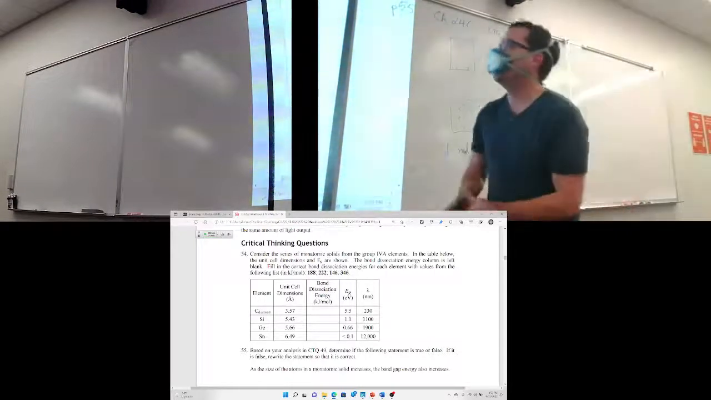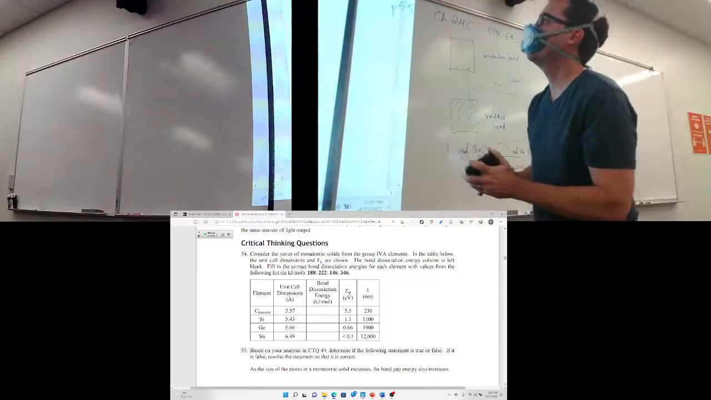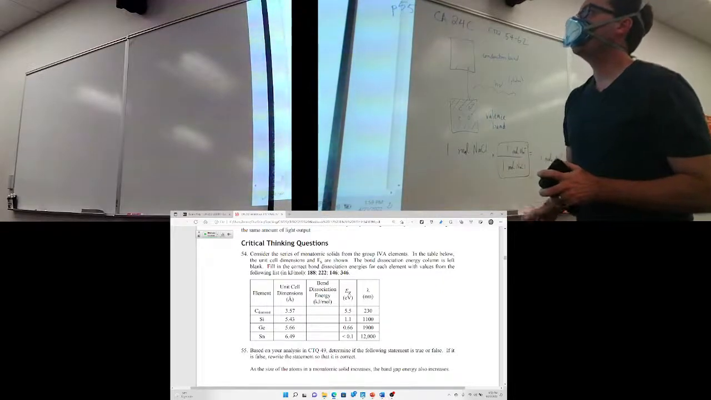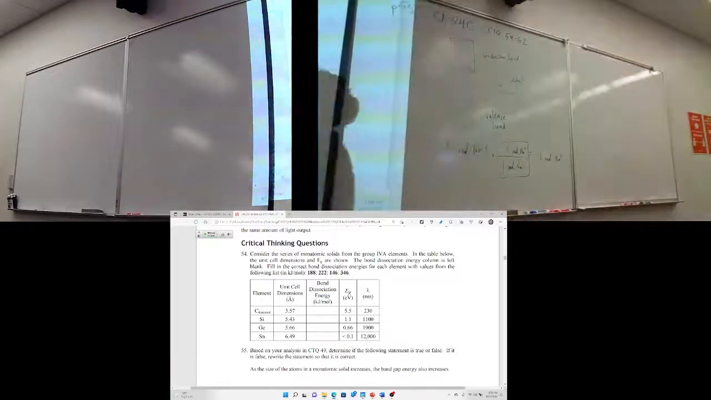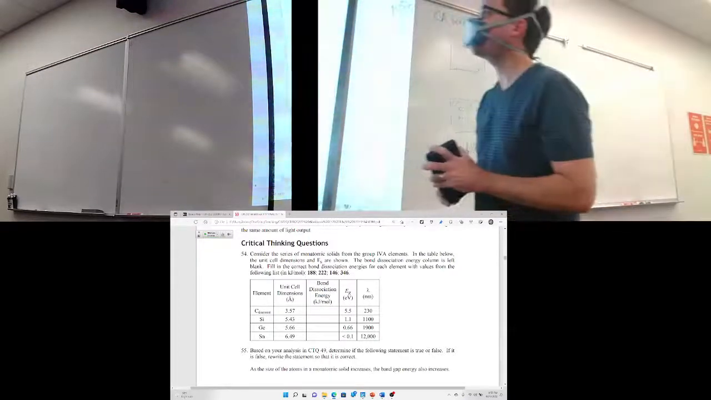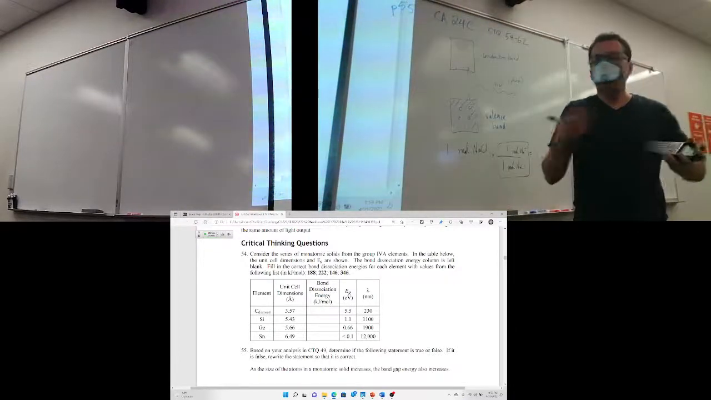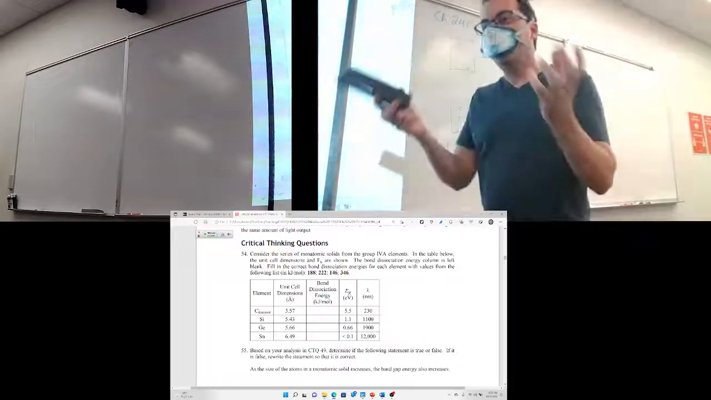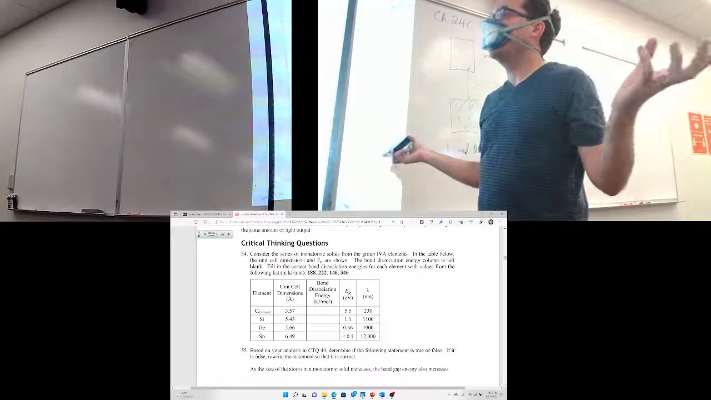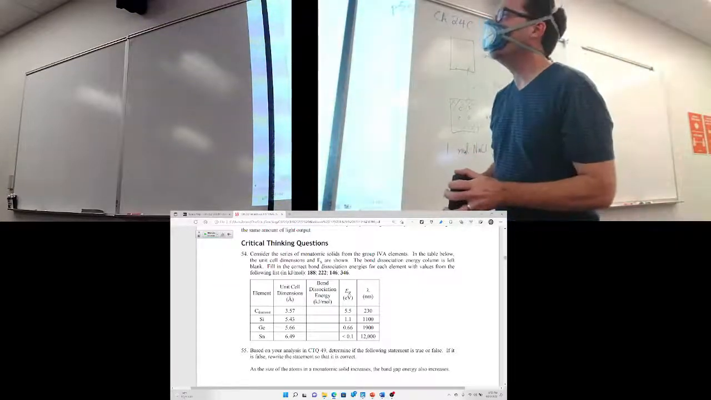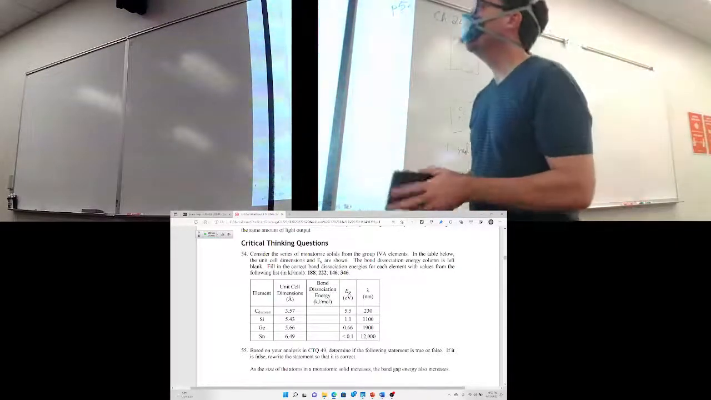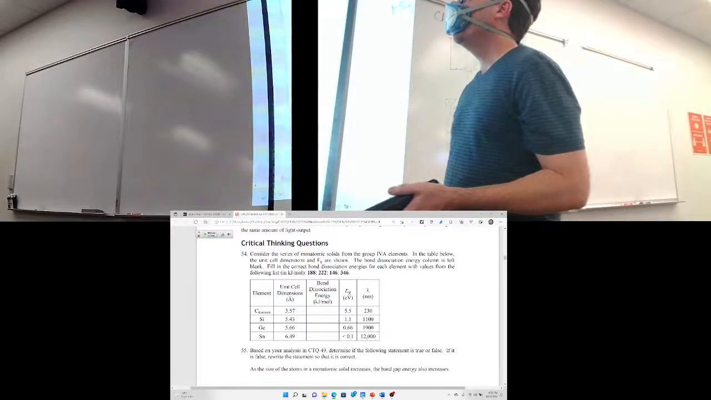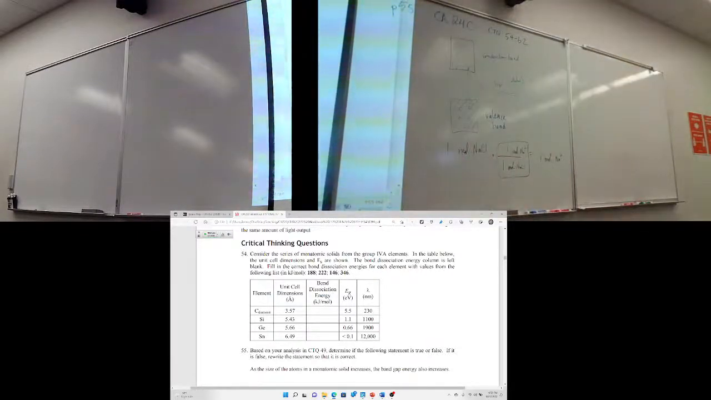So the first question here is talking about these elements. We have unit cell dimensions. We have this empty column called bond dissociation energy, which means exactly what it says. It's the energy required to dissociate, meaning separate the atoms. So you're basically breaking the atoms apart. You're breaking the bond. And so we have these band gaps here that go along with the unit cell dimensions.